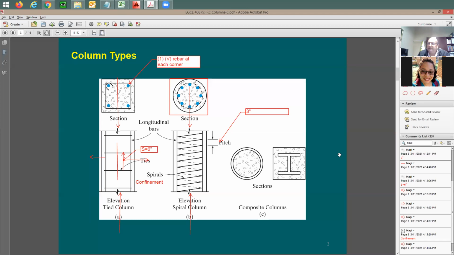When we're doing beams, the concrete takes all the compression and the steel takes the tension. Usually, this is the concept in our design. But here, concrete and steel are both exposed to compression force. Same thing here, same thing here, same thing here.